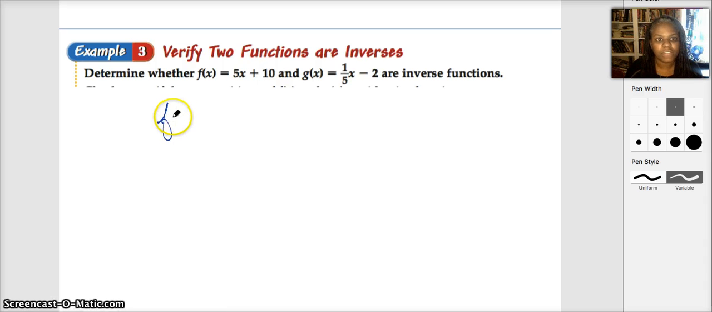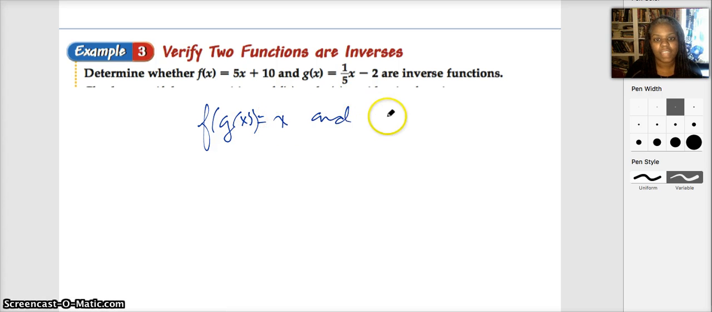So remember, if f of x and g of x are inverses of one another, we know that f of g of x has to give me x, and at the same time, g of f of x has to give me x as well. So let's go ahead and compose these two functions. So f of g of x, let's do that first.